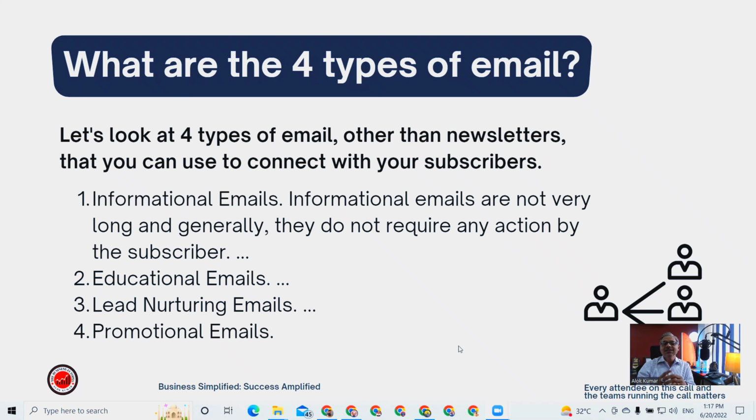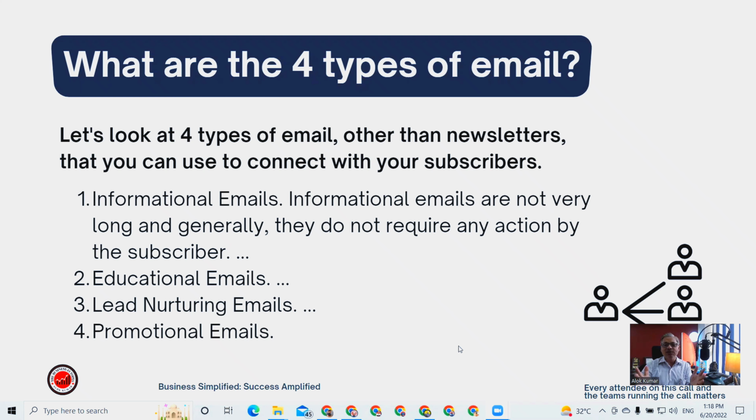Number 3 is lead nurturing emails. In bits and pieces you are going to give value to your customers, so they start believing and trusting in you, and you have the worth to help them in some way or the other with your product and services. Those kinds of emails are called lead nurturing emails. And last but not the least is promotional emails, which directly talk about taking action to buy, shop, book, or learn more. These are called promotional emails.